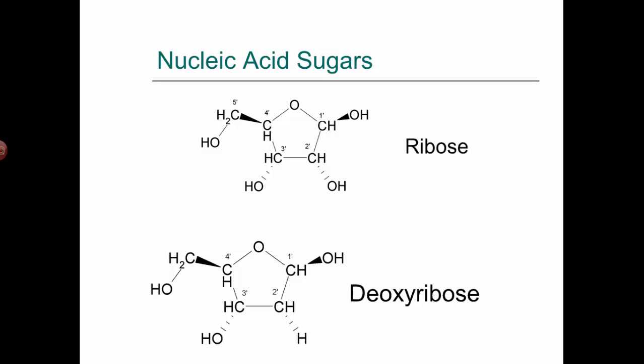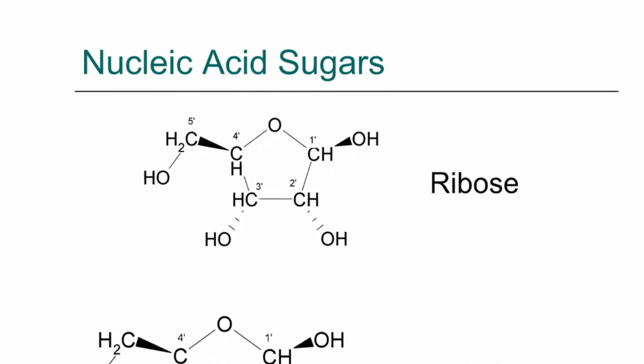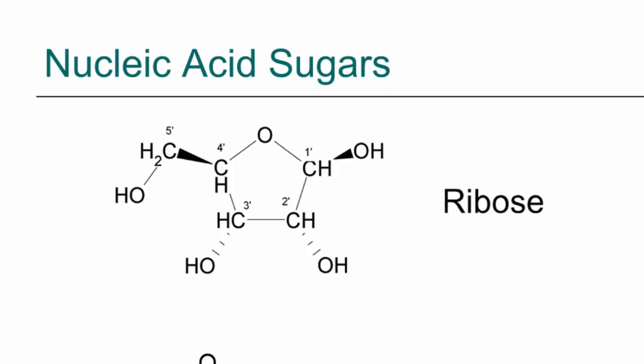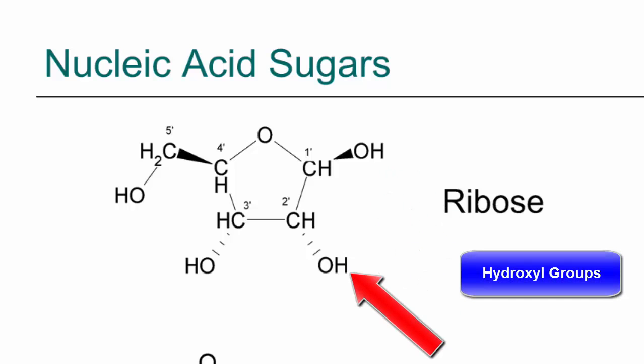So to take a look at the sugars first, the two sugars that you'll find in nucleic acids are ribose and deoxyribose. Ribose is found in RNA, ribonucleic acid, and deoxyribose is found in DNA, deoxyribonucleic acid. They both end in OSE, they're both sugars. Sugars are molecules made of carbon, hydrogen, and oxygen, and sugars have lots of these OH groups attached to them. Those are called hydroxyl groups.